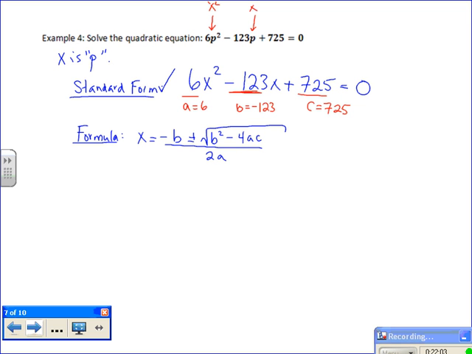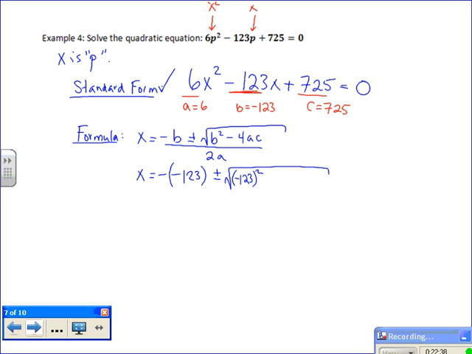Okay, and let's go ahead and plug in our values. So we have, this time b is a negative number. It's negative 123. So I have a negative sign in my formula, and I'm going to also have a negative sign attached to my b value here. So a negative times negative is going to give me a positive. Okay, plus or minus square root of, okay, I've got negative 123 here for b, but I'm going to square that, which is going to give me a positive result.